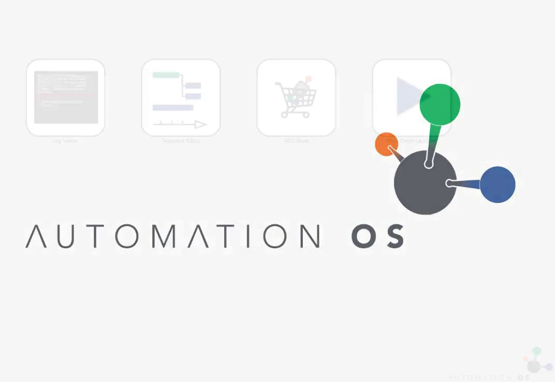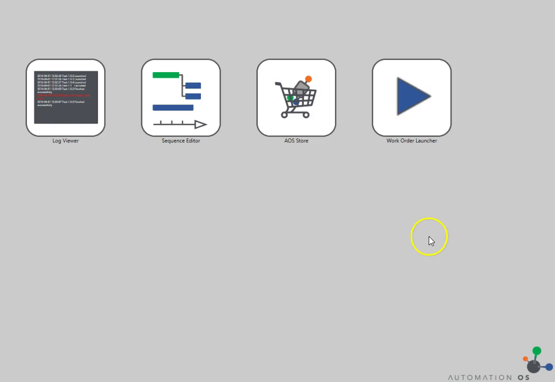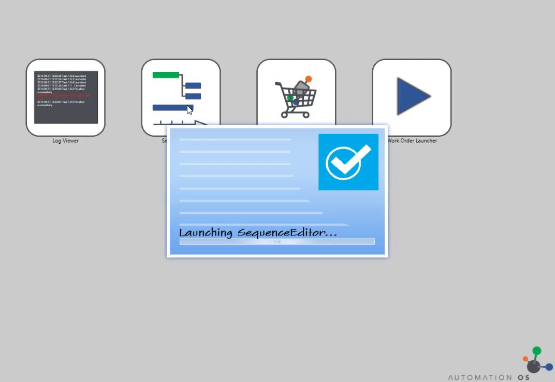Welcome to part 1 of the first Automation OS tutorial. Here we're going to start from the very basics, show you the first steps you'll need to follow in order to go through the tutorials. So starting here from the Automation OS home screen, you'll see you have 4 choices. We're going to want the sequence editor for this tutorial to create our tasks and to set everything up before we run it.